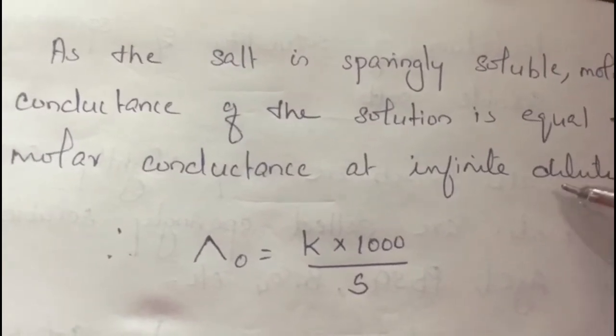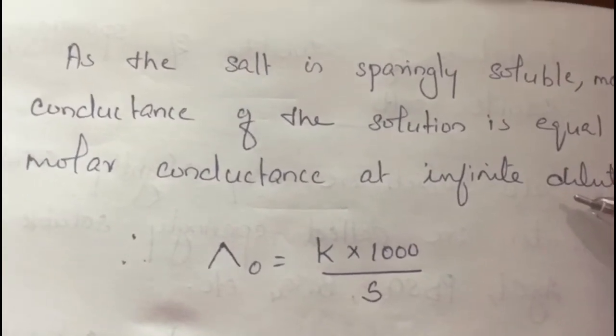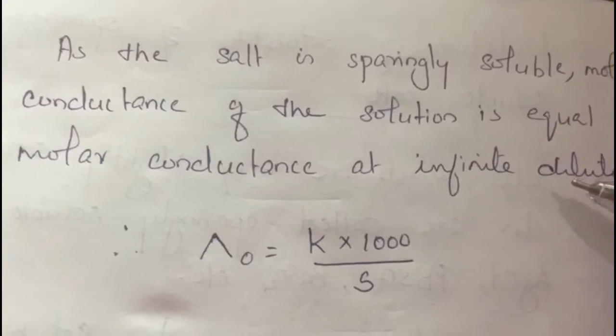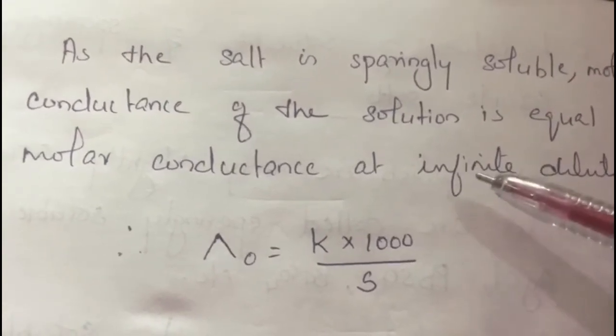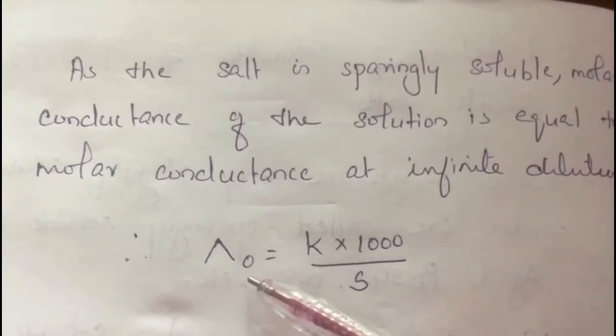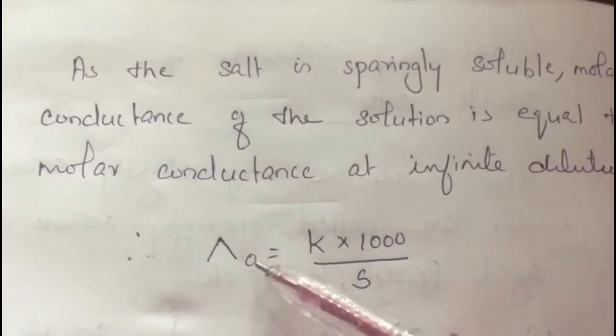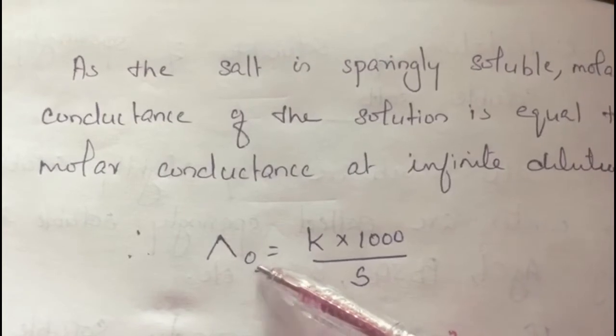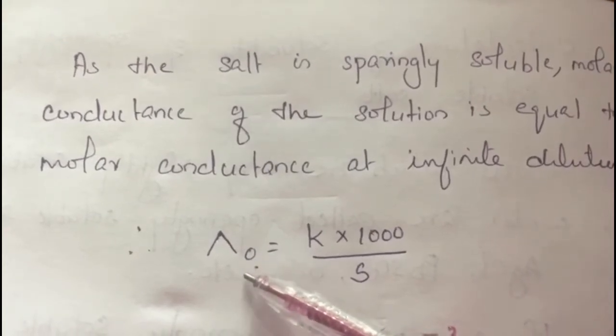Because we know, infinite dilution means the concentration of the salt will be very low. That is the same here because it is sparingly soluble. So lambda m can be written as lambda 0 m also. Here lambda 0 means the molar conductance or equivalent conductance at infinite dilution.